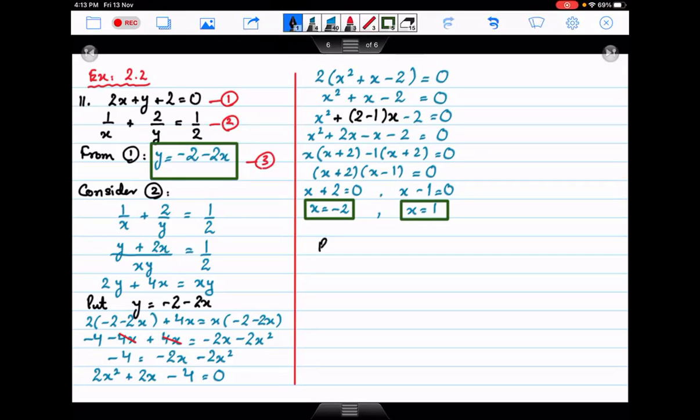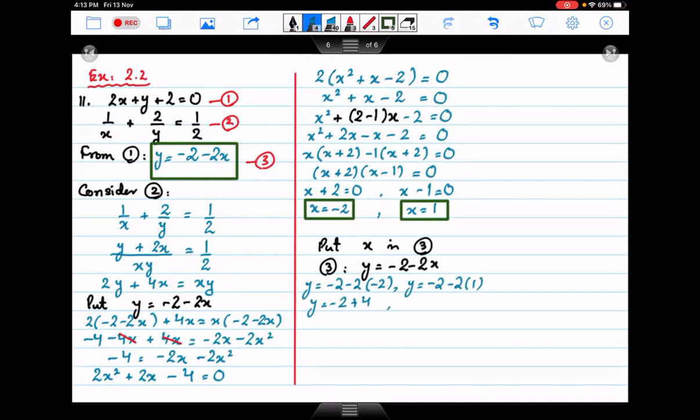So I should be putting x equals to whatever the value of x is in equation 3, while equation 3 is y is equals to minus 2 minus 2x. So it should become y is equals to minus 2 minus 2, x value is minus 2, and y is equals to minus 2 minus 2 into 1. So it should become minus 2 plus 4. This should become minus 2 minus 2. This should become equals to 2, and this should become equals to minus 4.